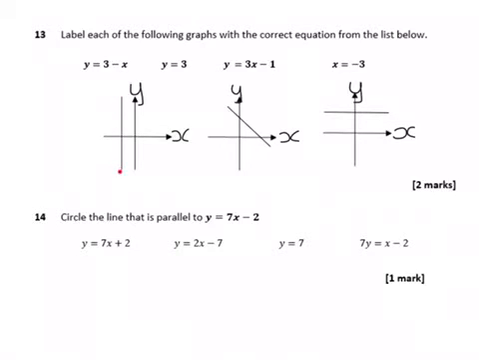so that must have the same x value all the way along that line. And because of its position we know that it's negative. So we know that it should be that x is always equal to a negative value. And the only equation that says that is x equals minus 3. So that's our first one.